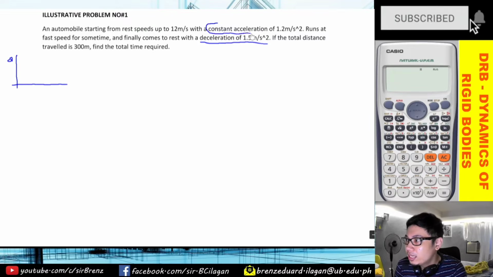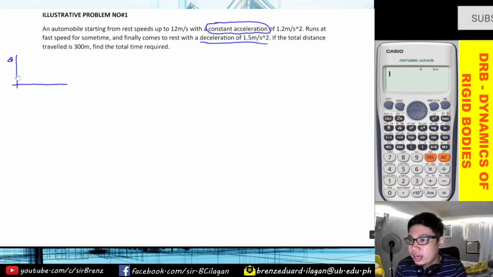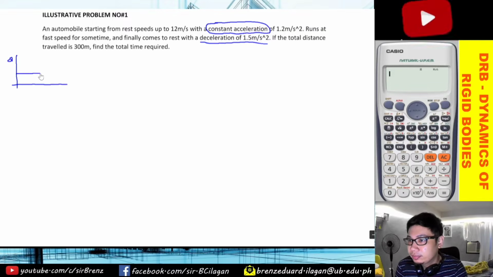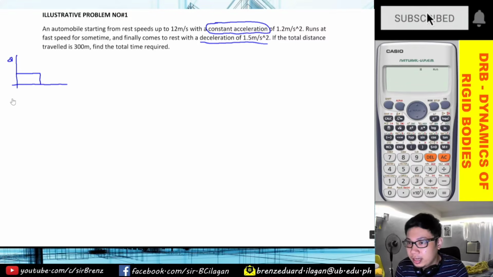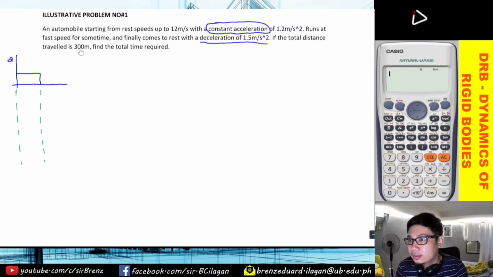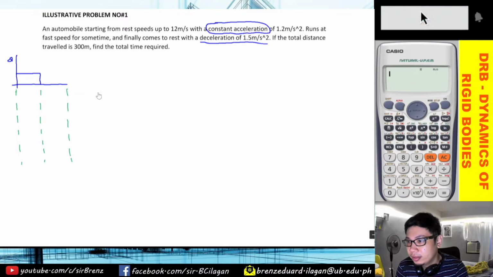Kapag constant acceleration, guys, yung acceleration diagram niya is a zero degree curve, o rectangular yung magiging shape niya. I-plot ko lang ito. So, tumakbo siya at speed for some time, so mahahati siya to 3 segments.